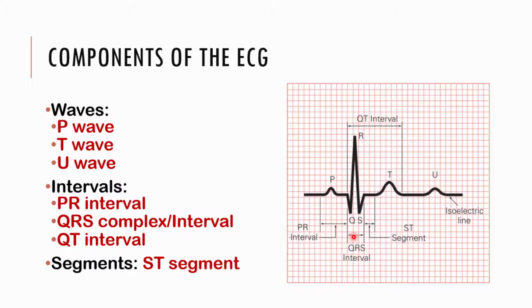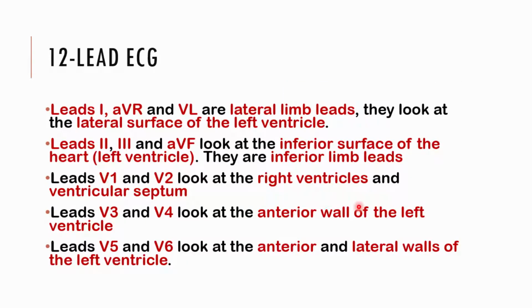So again, here is another depiction of the components of the ECG, just to hammer the point home. So you have waves: the P wave, the T wave, the U wave. You have intervals: the PR interval, the QRS complex or the QRS interval, the QT interval, and of course you have segments, like this ST segment. These are the most significant components that you need to take note of on the ECG. Here's another diagram to even more clearly emphasize these things.